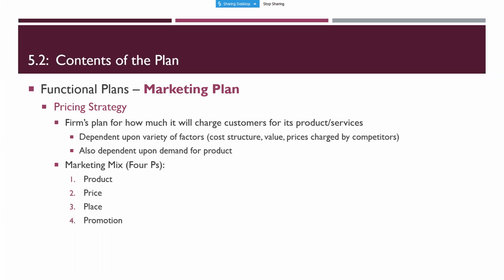Anyway, I'm sure your undergraduate marketing class would have covered this. And the 4 P's of a marketing mix are product, price, place, and promotion. So those 4 P's need to be touched upon in your marketing plan to at least some extent.